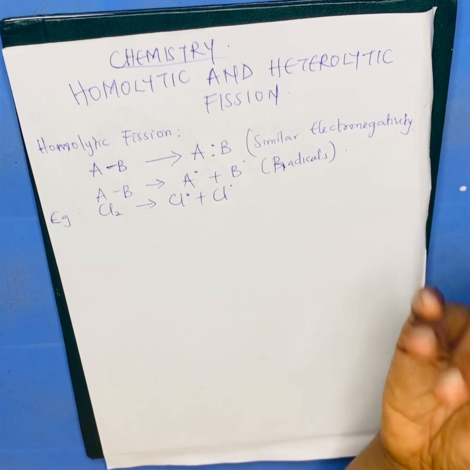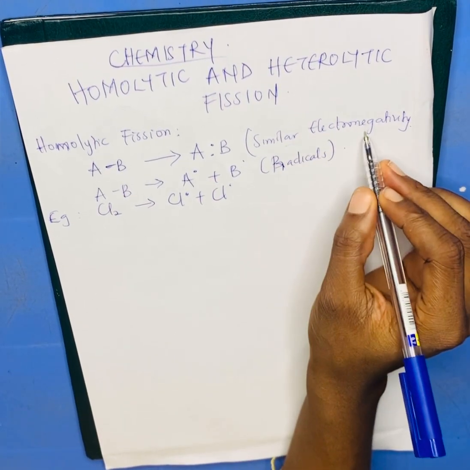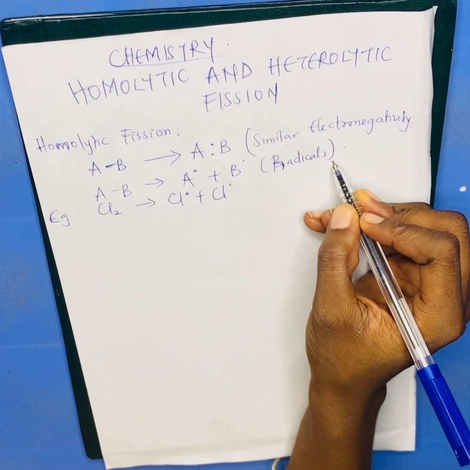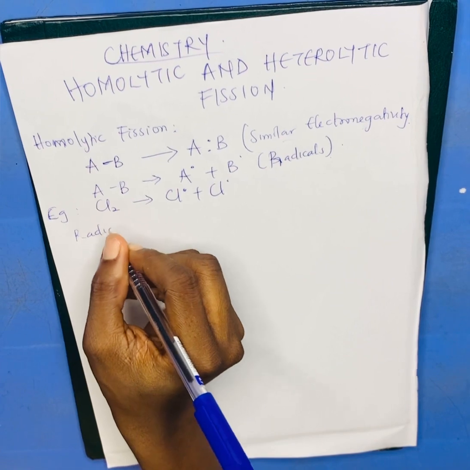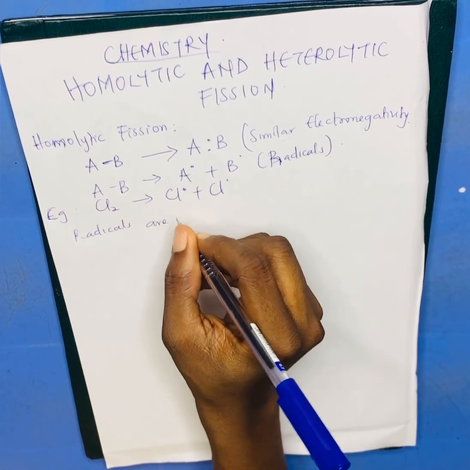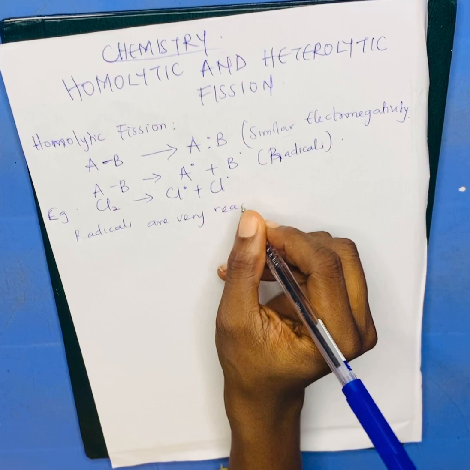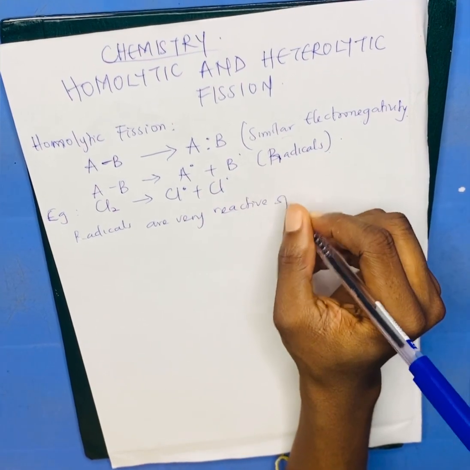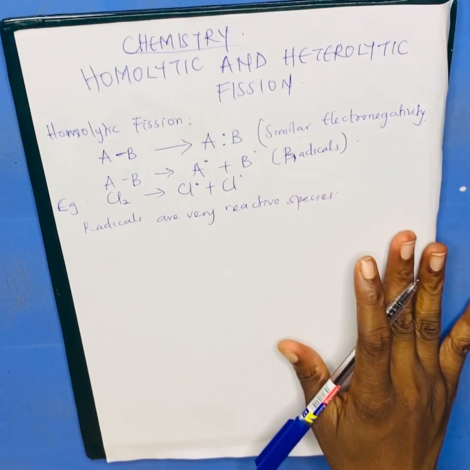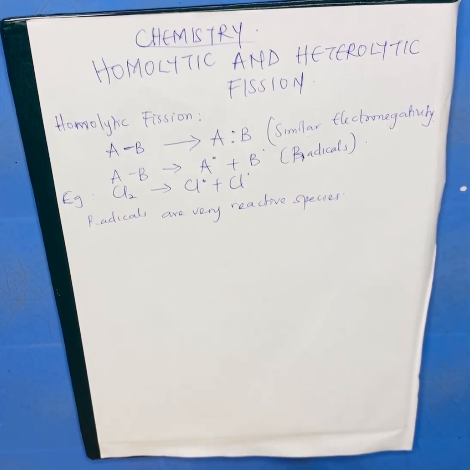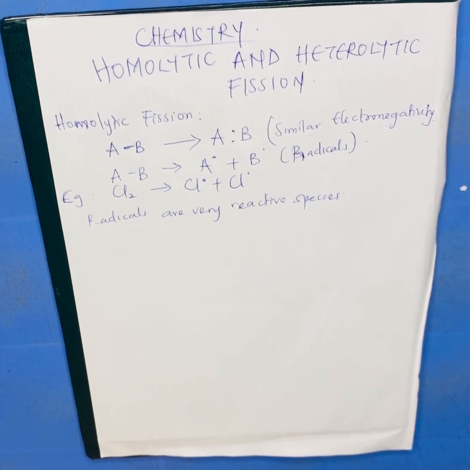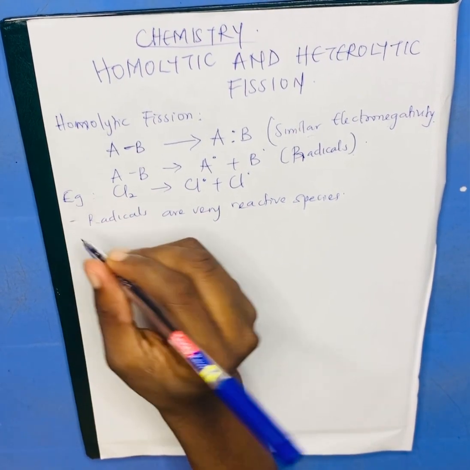Now, what are the things to note? Similar electronegativity leads to production of radicals. So what are radicals? Radicals are very reactive species. Because of the high reactivity that radicals have, they are unstable. You understand? They quickly complete their reaction and form a stable product. So that's what we know as radical.